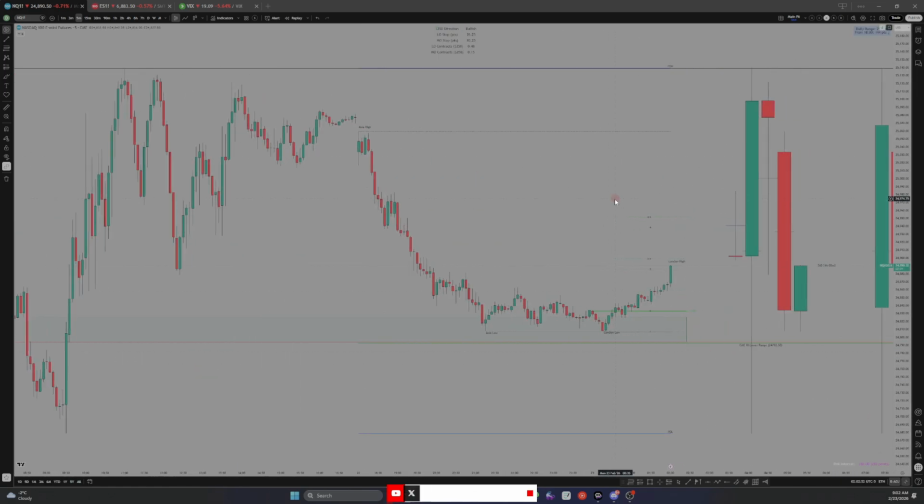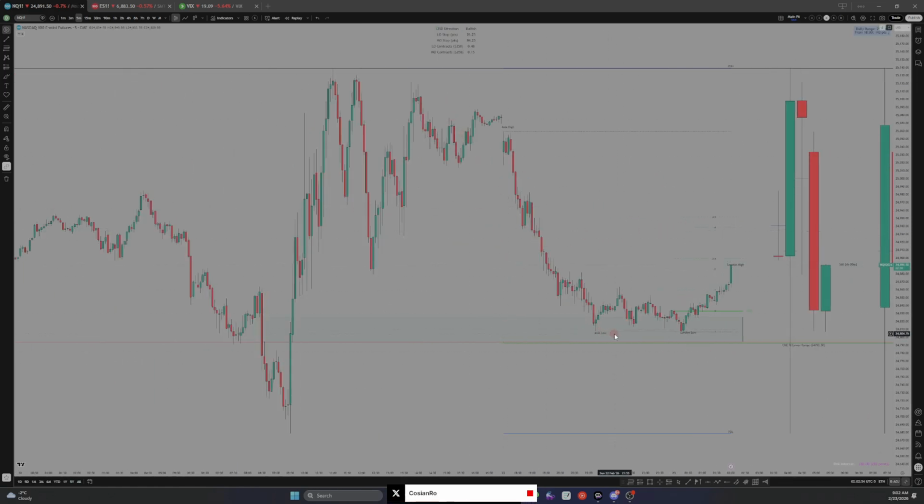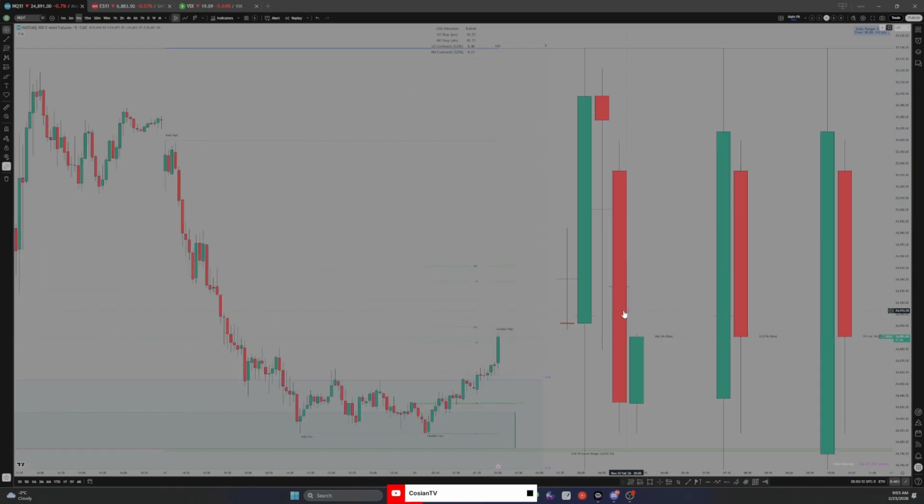On the 5-minute chart, we see how price reacted from this balanced price range in discount of this range, yesterday's range. And now is retracing, where to? Into 50% of this Asia range, and that's right around the 24,933.